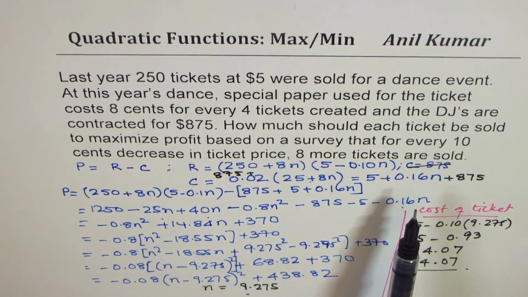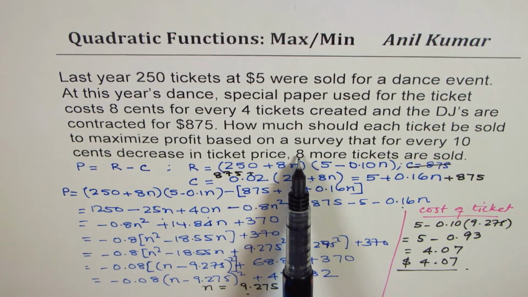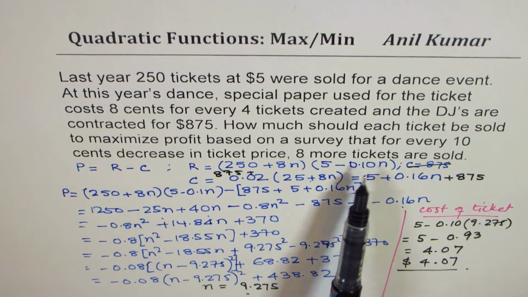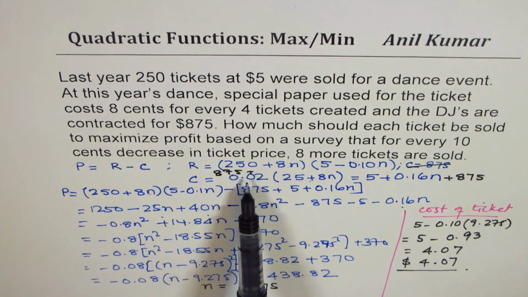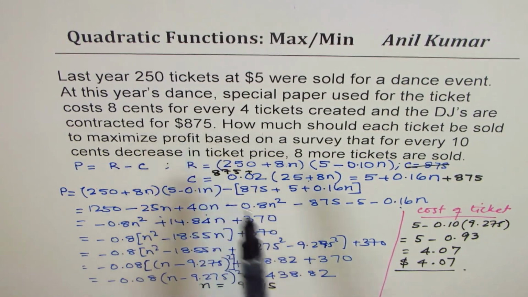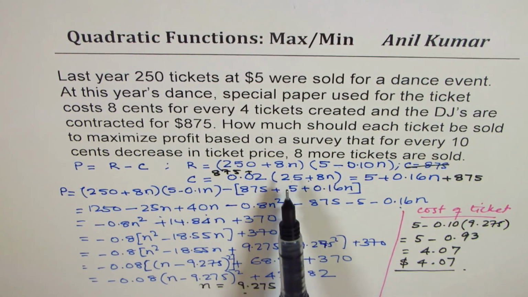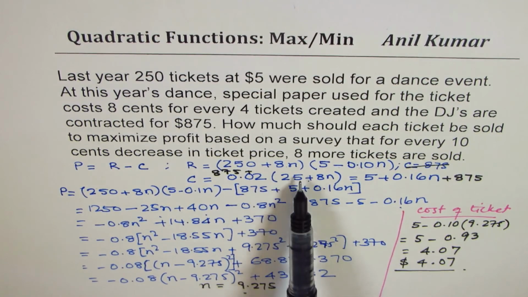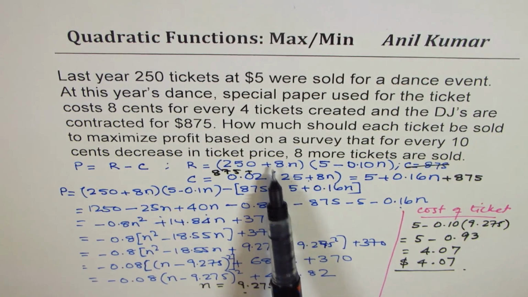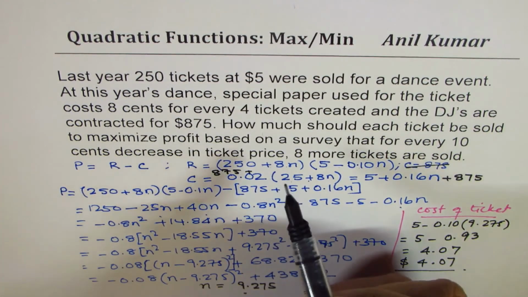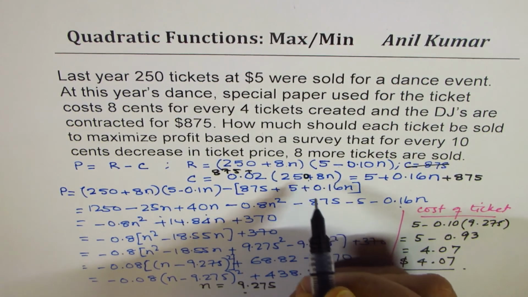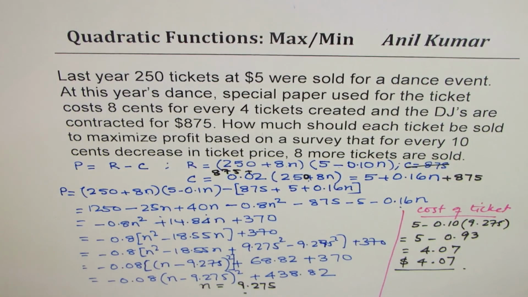You understand how to solve such questions and write your equation. So the idea here is that as per the survey, for every 10-cent decrease, 8 more tickets are sold. So you get your revenue. Cost is based on fixed cost and cost for printing the tickets. So we are assuming that we are only printing the number of tickets which are same as being sold. So we are assuming that number, this should have been 250 plus 8n. So what did I do?